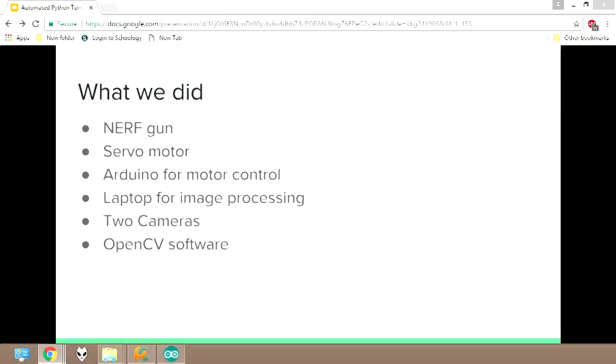So what we did was essentially bringing together a whole bunch of other things and strapping it into our project in a somewhat haphazard fashion, as you can see. Yeah, we have just a Nerf gun mounted on a servo motor, which an Arduino controls. The Arduino talks to the laptop through the serial port, and that gets commands from a Python program, which is using OpenCV to try to find people in images from 2 cameras.